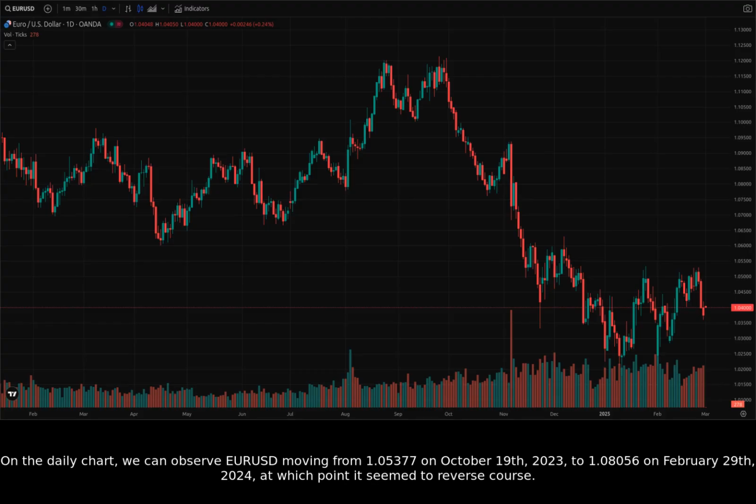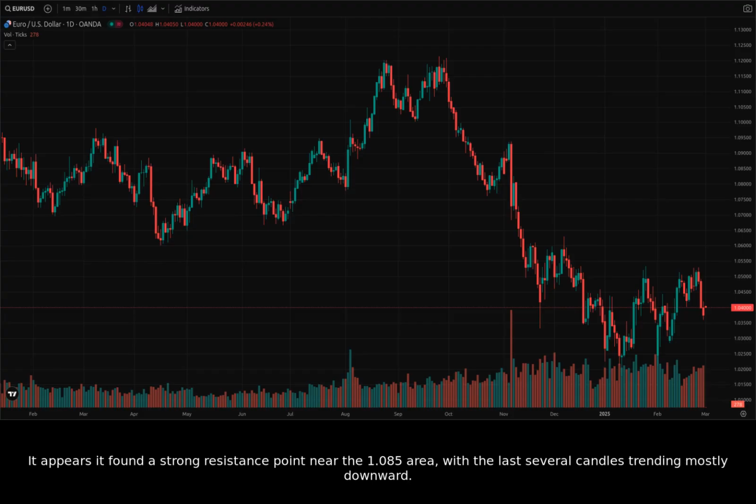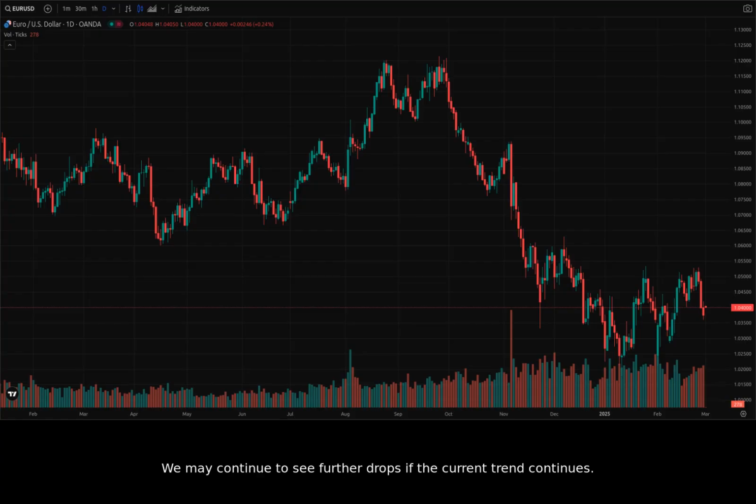On the daily chart, we can observe EURUSD moving from 1.05377 on October 19, 2023, to 1.08056 on February 29, 2024, at which point it seemed to reverse course. It appears it found a strong resistance point near the 1.085 area, with the last several candles trending mostly downward. We may continue to see further drops if the current trend continues.